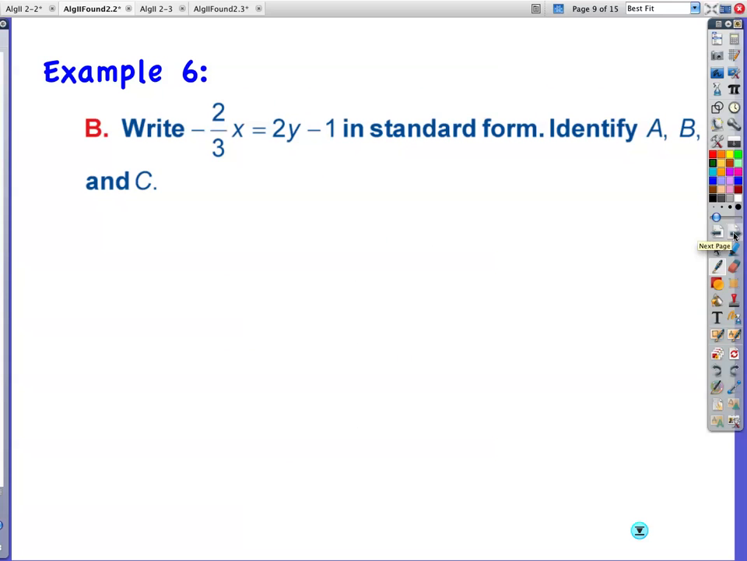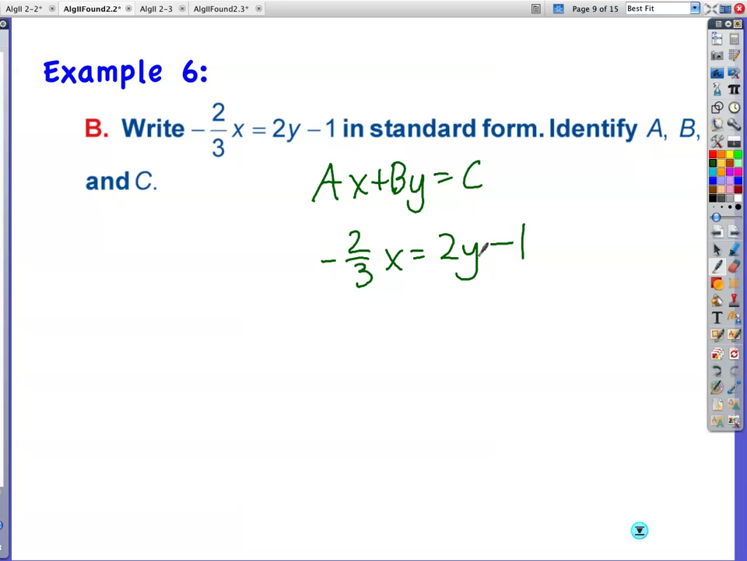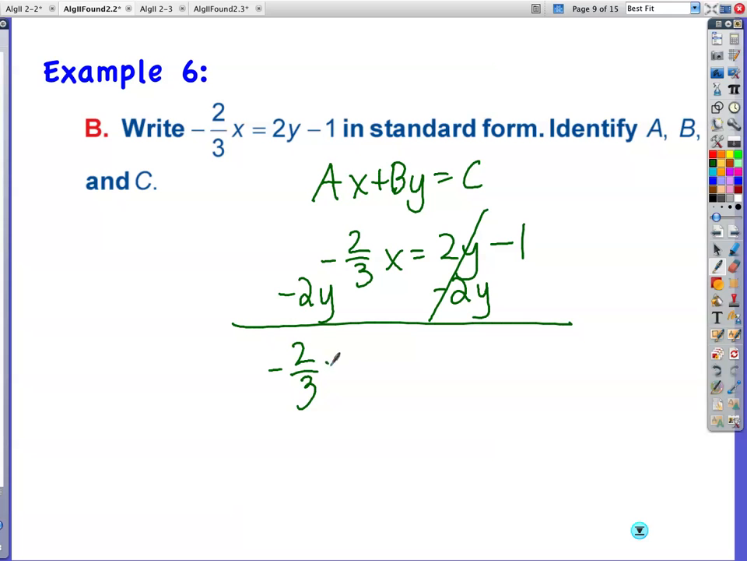All right, example 6, look at this. Negative 2/3 x equals 2y minus 1 in standard form. Oh, and then identify a, b, and c. Once again, we want our x's and our y's on the left side of the equal sign. Notice how the x is already on the left. That means I have to move the y to the other side. So I'll do that by subtracting 2y from both sides. Gone. I'm going to write this in order. I like my x's first. Negative 2/3 x minus 2y equals, don't forget the negative that goes with the 1.